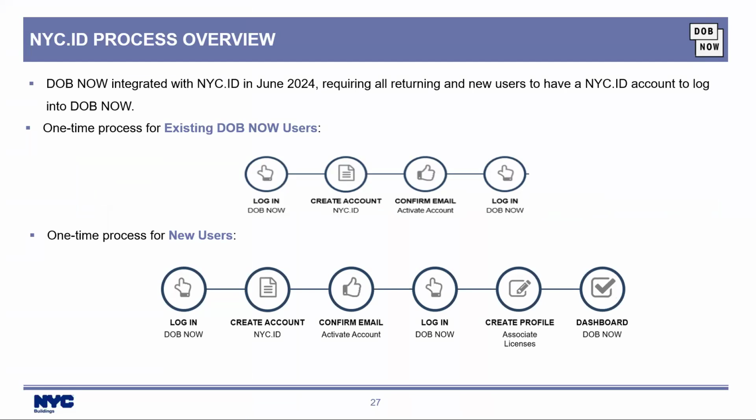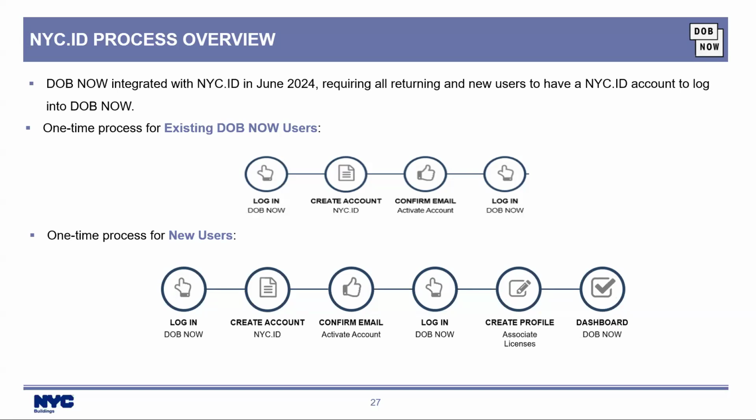If you currently have a DOB Now login, but don't have an NYCID, you're going to go to log into DOB Now, and it'll bring you over to the site to create an account with NYCID. You'll create your account. You'll get a confirmation email that you need to click on in order to activate your account. And once you do that, you'll be able to log in and handle everything just as before.